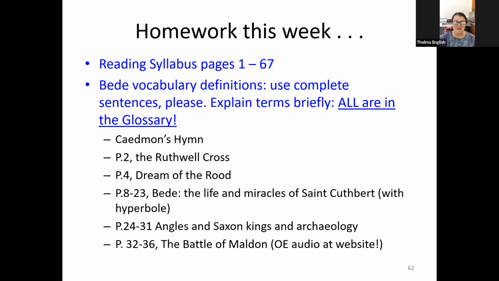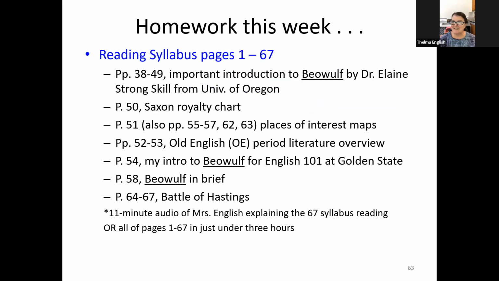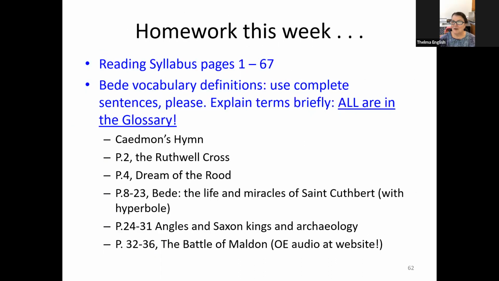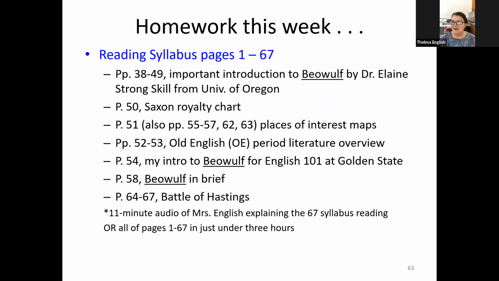So enjoy your reading this week. It's going to be great. And you're also reading a very important introduction to Beowulf. It's part of Cliff Notes from this cool lady from the University of Oregon. Cliff Notes are cheap. You should probably go buy a copy of Cliff Notes if you love Beowulf. A Saxon royalty chart, places of interest and some maps, Old English period literature overview. This is all in your syllabus reading this week.